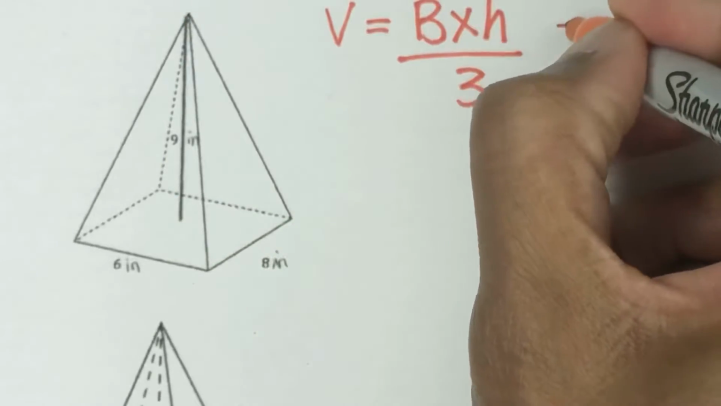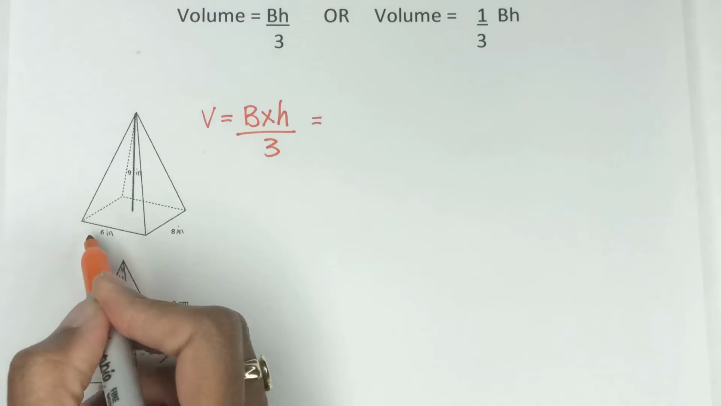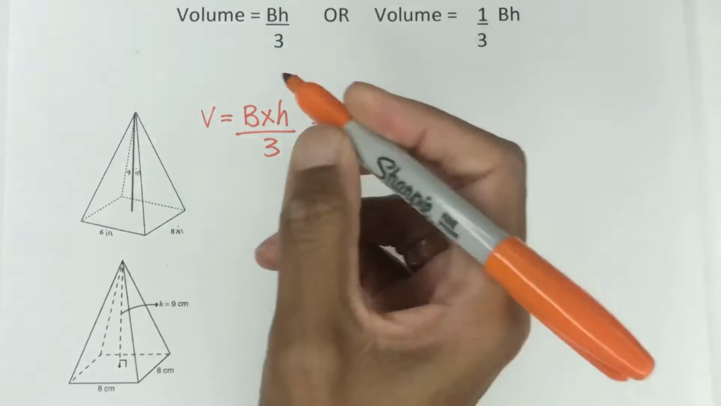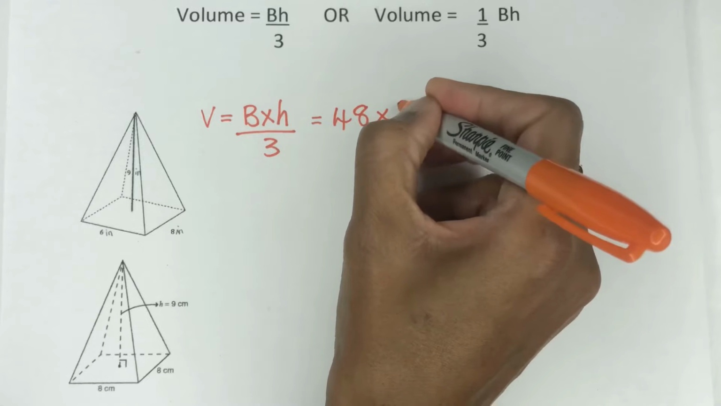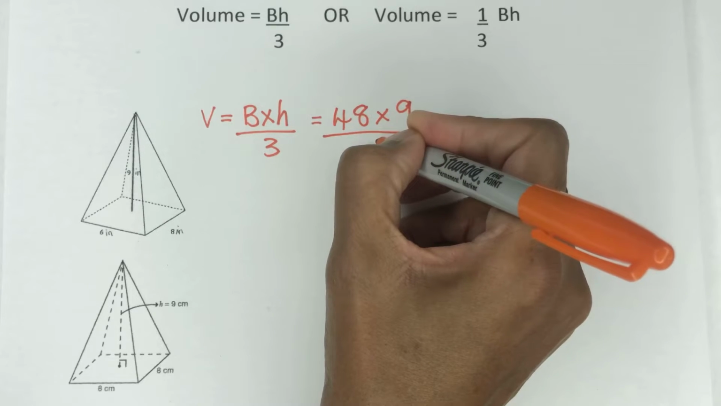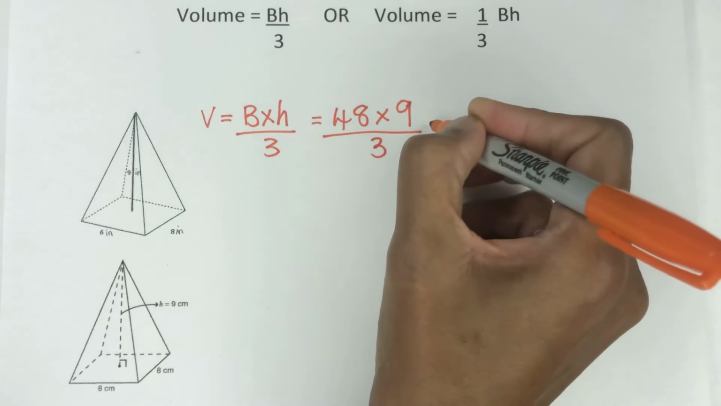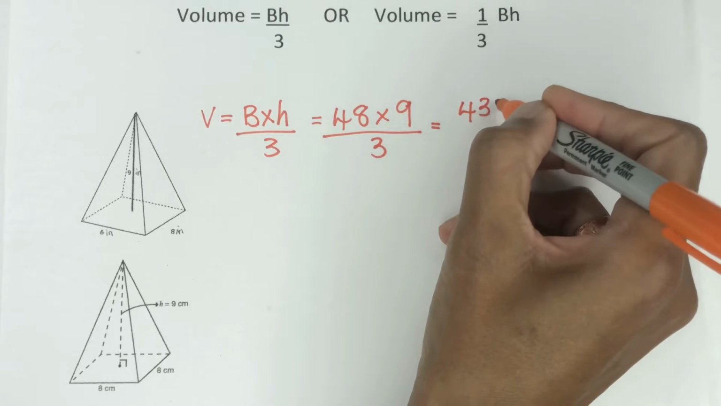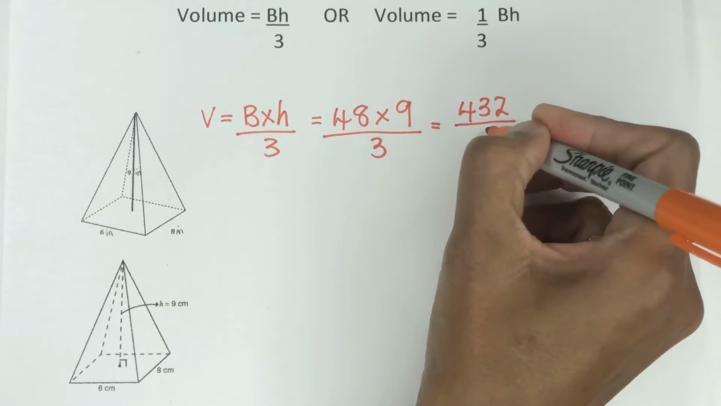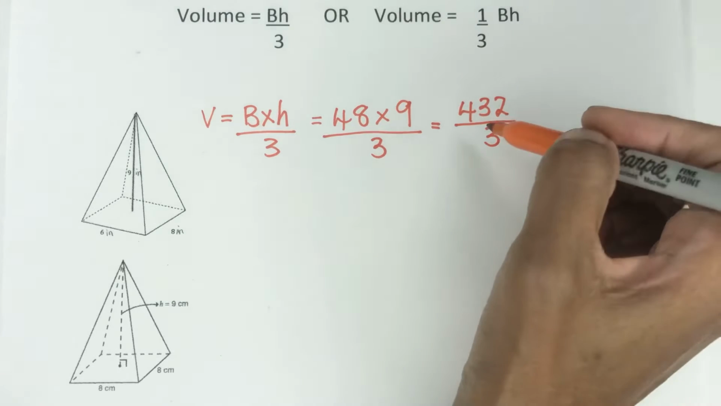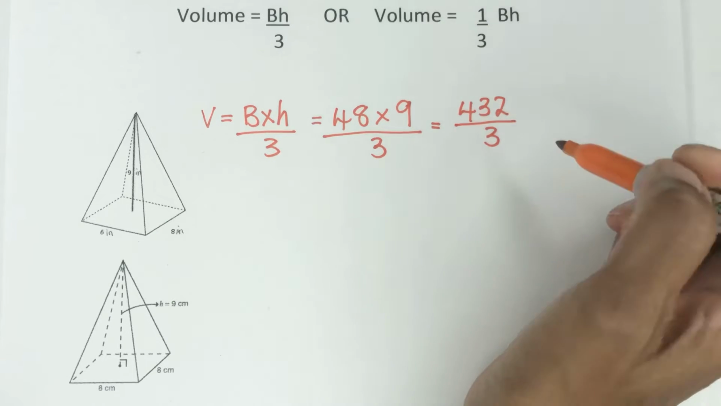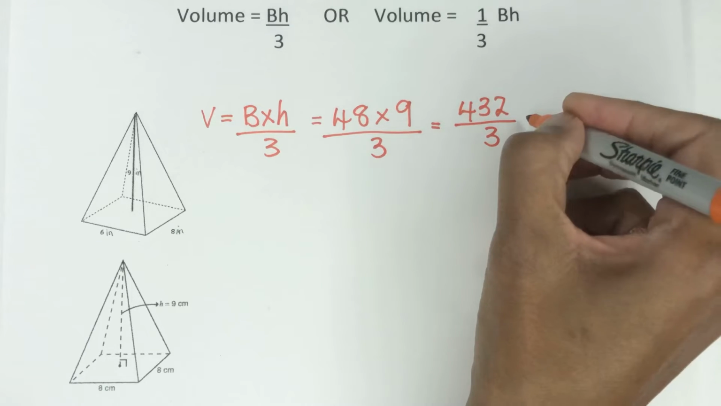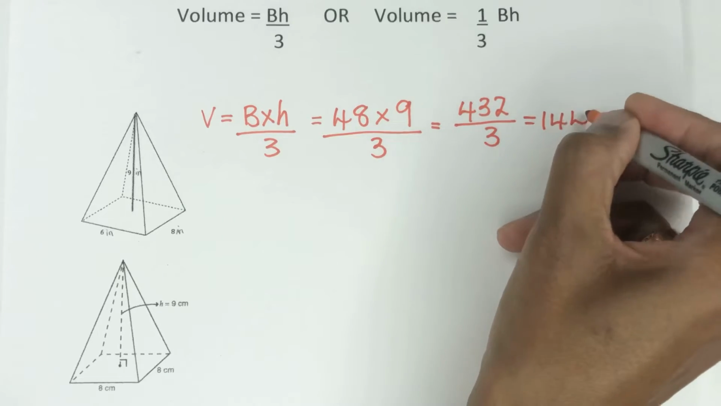So let's plug these numbers in. What is 6 times 8? That is 48, so that gives us the base. So we have 48 times, and then the height is 9. And then all of that is still divided by 3. All right, then we can go ahead. 48 times 9 is 432, divided by 3. So now we ask ourselves, how many times does 3 go into 432? 432 divided by 3 gives us an answer of 144.